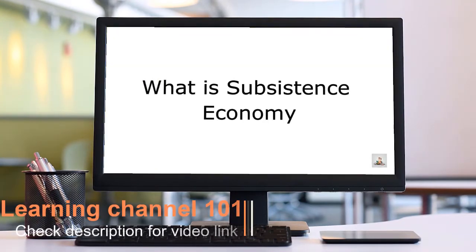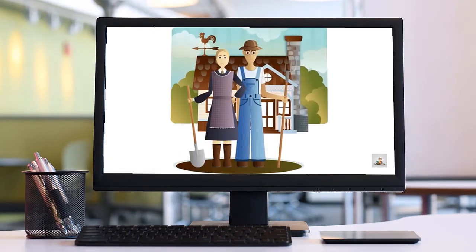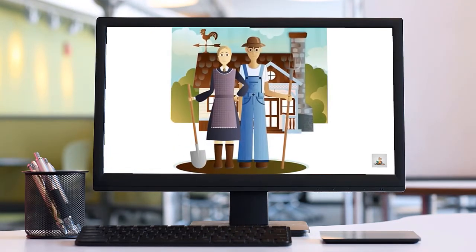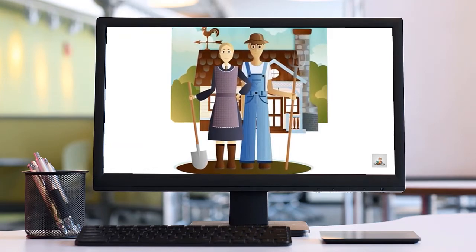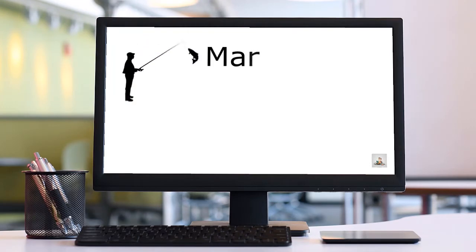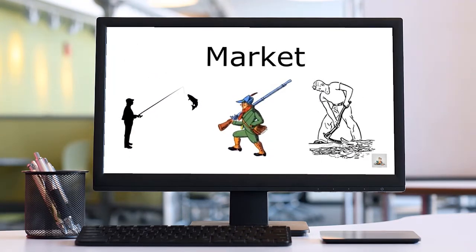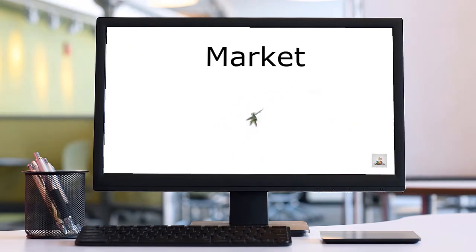What is subsistence economy? Subsistence economy can be defined as a non-monetary economy which relies on gathering natural resources for oneself, family, or on a local level. Subsistence economy is one of the oldest forms of economy, where individuals have to provide for themselves and family. The market mainly relies on natural resources like fishing, hunting, and farming, which are all primary drivers for their survival.